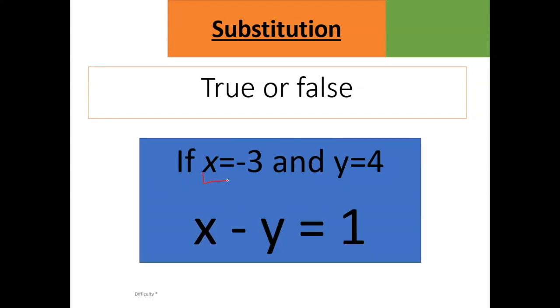Okay, now another one. If x equals negative 3 and y equals 4, is x minus y equal to 1? It would be negative 1. Okay, so we have negative 3 for x and y is 4. So that gives me negative 3 minus 4, which is negative 7. I did it wrong the first time. Yeah, I actually made it tricky on purpose.